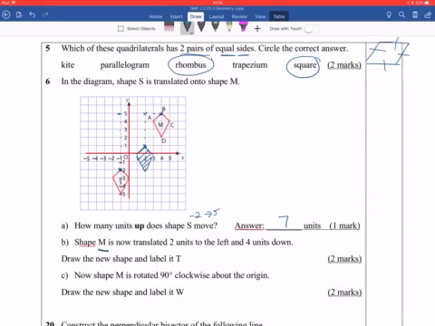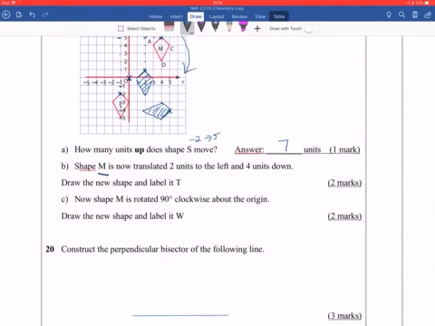Then it says, now shape M is rotated 90 degrees about the origin. That means, if I look here at this, it's 5 up and 4 along. If I've rotated it around, it's still got to be the same. 5 up and 4 along, so 5 up, 1, 2, 3, 4. So that B is going to go there. So my shape should be like that. And that's my new shape. And I needed to call that W, and I needed to call that one T.